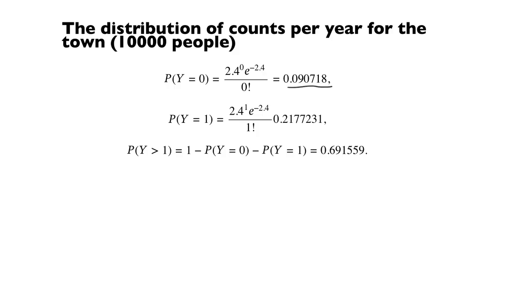I can get, okay, in roughly 10% of the years in this town I expect to have no fatalities by accidents, and then I expect 21% of the years, or 22%, to have 1. The probability to have more than 1, of course, is just 1 minus the probability of 0 minus the probability of 1. So the probability of having any more than 1 is going to be 70%.